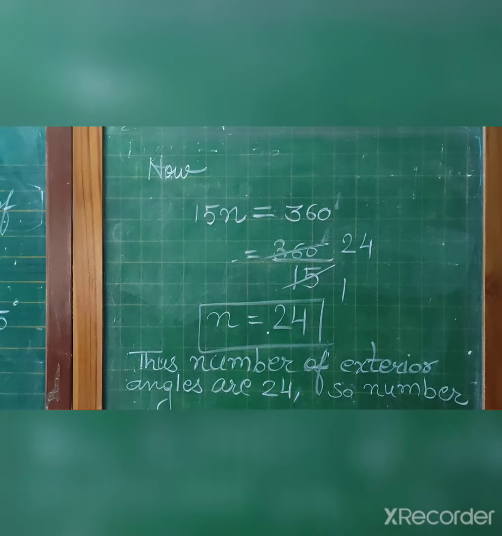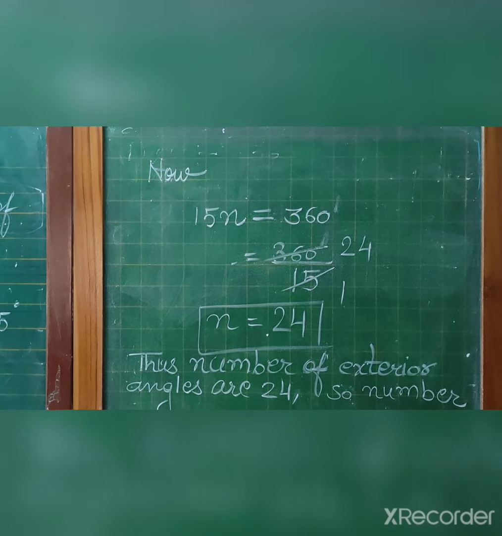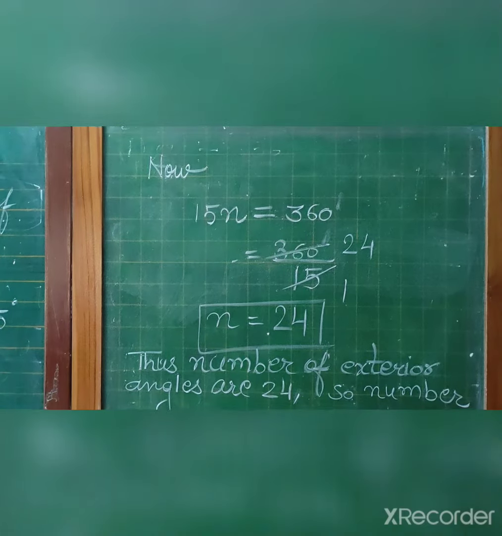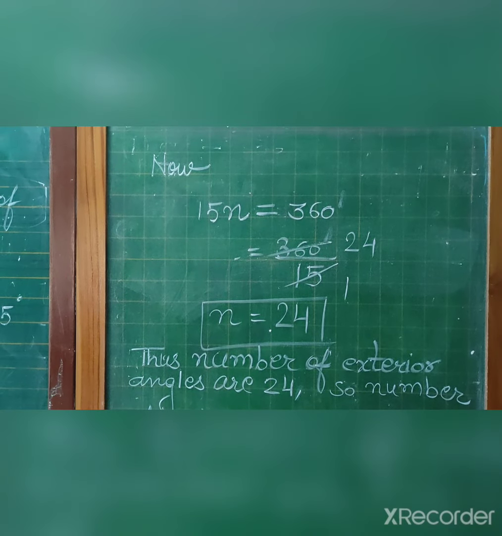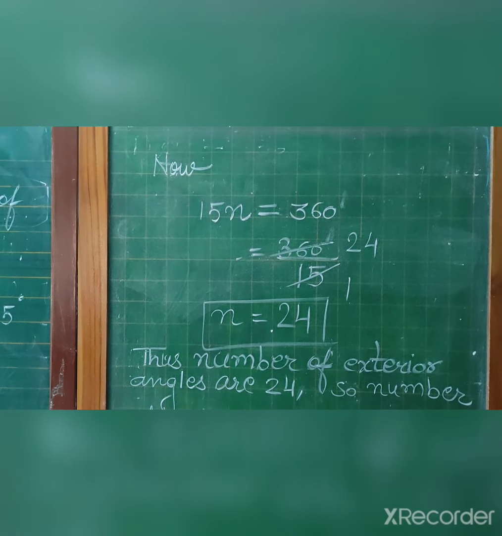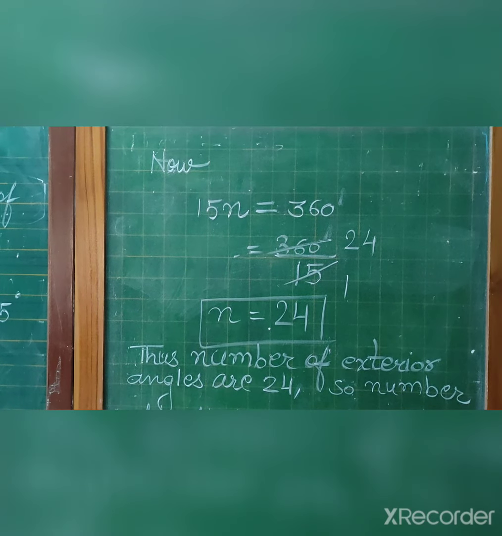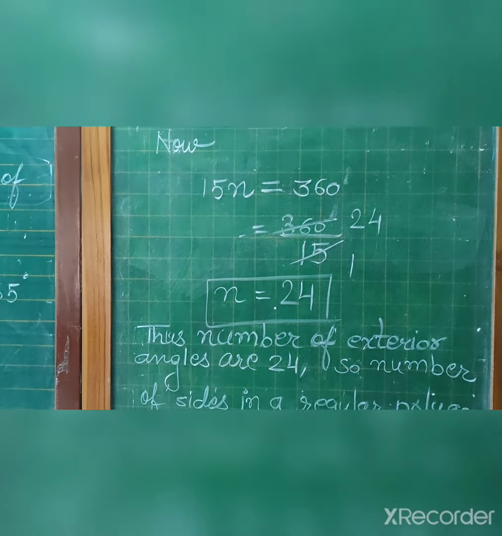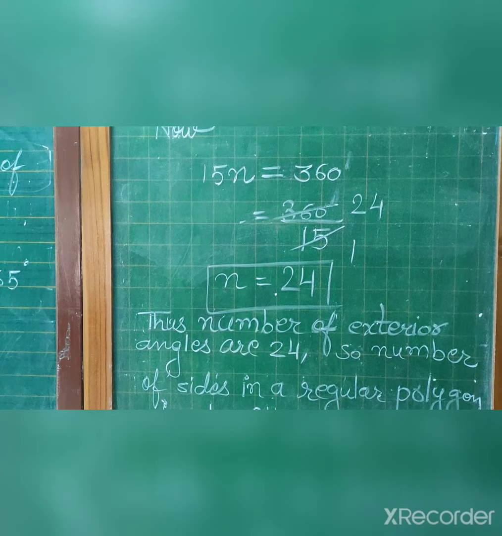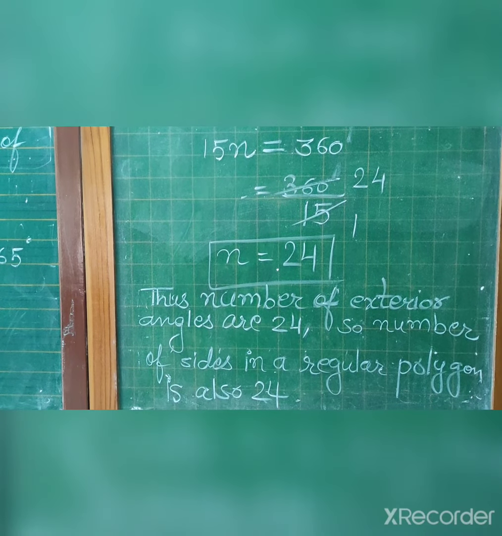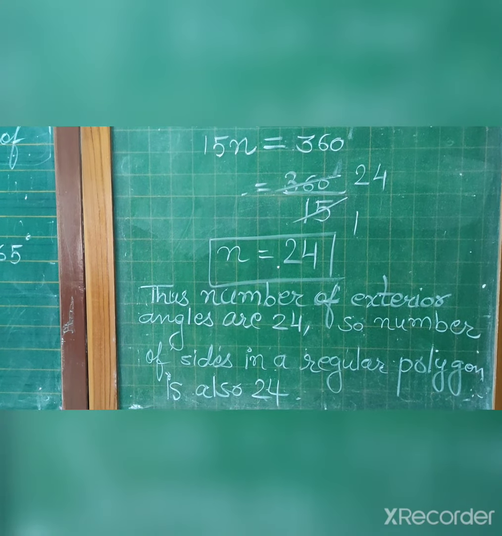Now we know that the sum of all the exterior angles is always 360 degrees. The measurement of one exterior angle is 15 degrees. The number of angles we don't know, so 15n equals 360 degrees. So n equals 24. Thus the number of exterior angles is 24. So the number of sides in the regular polygon will be 24.